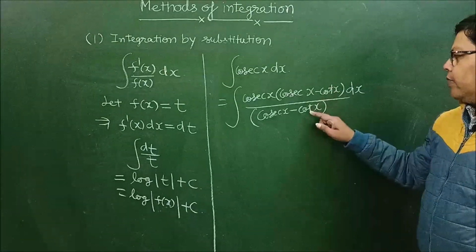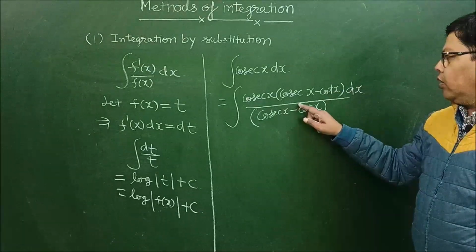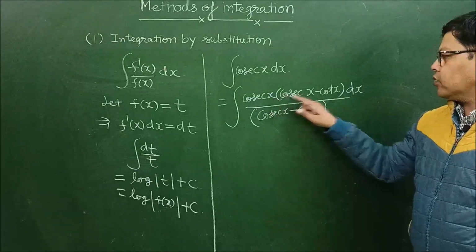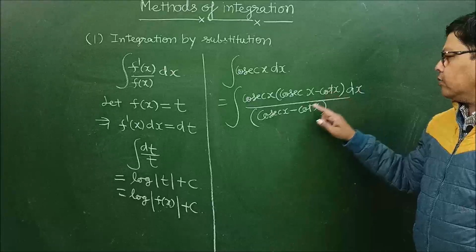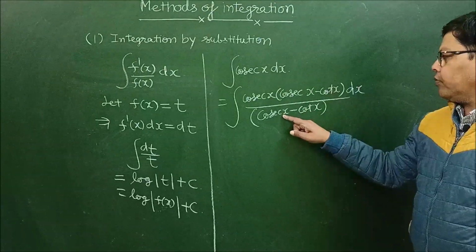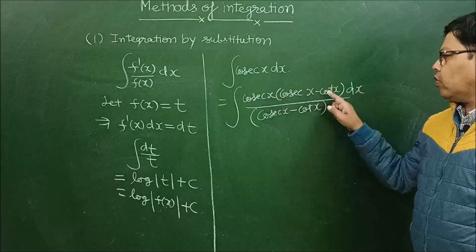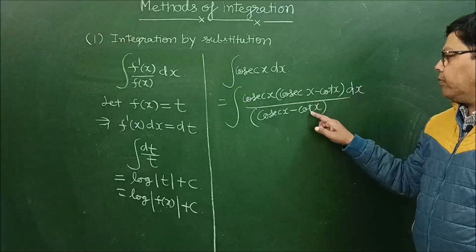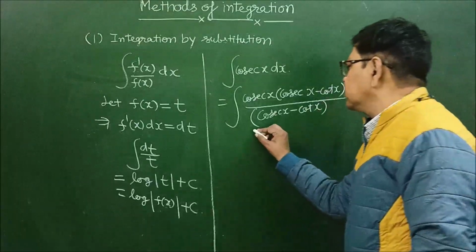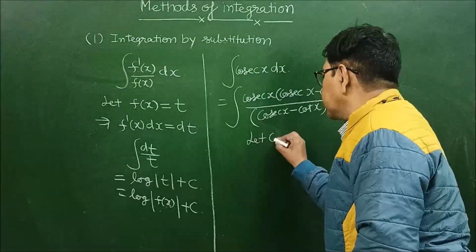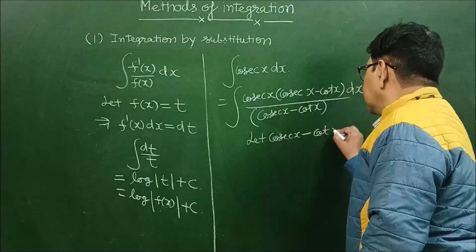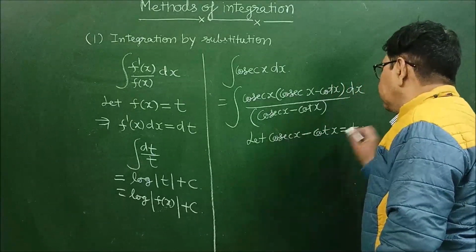Multiplying by cosec x minus cot x, now this numerator is cosec square x minus cosec x cot x, which is the differential of the denominator, because the differential of cosec x is minus cosec x cot x and the differentiation of minus cot x is cosec square x. So let cosec x minus cot x is equal to t.